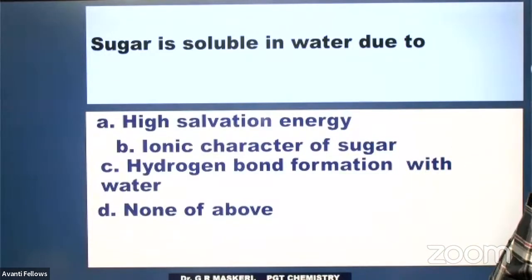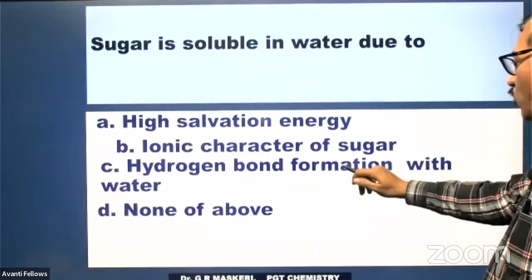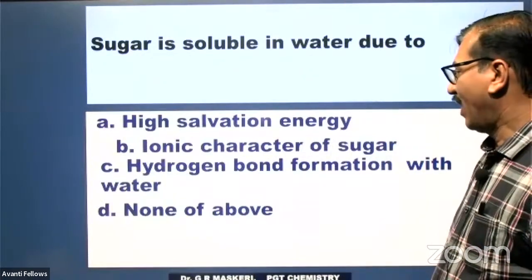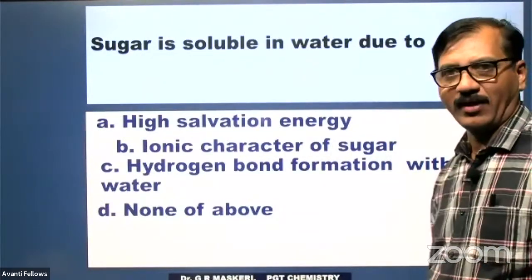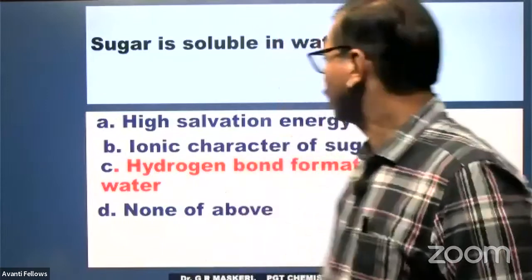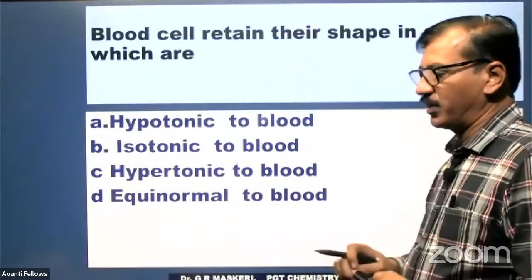Sugar is soluble in water due to high solvation energy, ionic character of sugar, hydrogen bond formation with water, or none of the above. Option C is the right answer because of hydrogen bonding. So, hydrogen bond is the one which is responsible for dissolution of sugar. Okay, fine. So, you are involved well in the class. That's good. Keep it up.